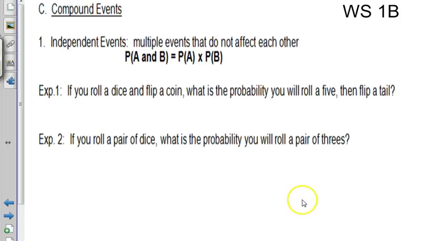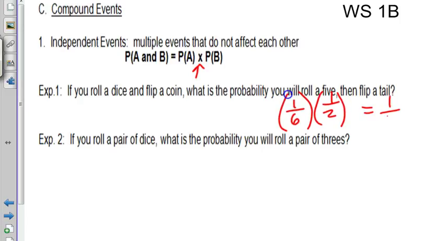All right, 1B. Independent events are multiple events that you want the probability of, but they don't affect each other. You roll a die and you toss a coin; they don't affect each other. What color shirt you pull out, what color pants you pull out, two different things, not affecting each other. So what's the chance if you roll a die and flip a coin, you get a 5 and a tail? You just multiply the probabilities. A 5 on a roll would be 1 out of 6. Flip a tail would be 1 out of 2. So we're talking 1 out of 12. Anybody lost?